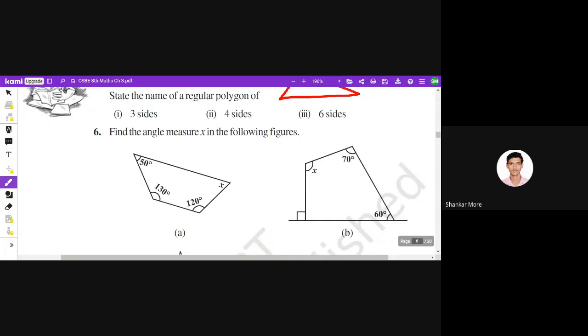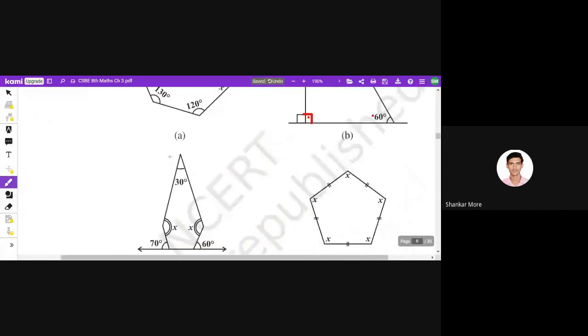So you have written the formula, and you have identified that if this angle is a 90-degree angle, obviously the opposite angle is also going to be 90 degrees. So we consider this angle as 90 degrees. So 90 plus 60 plus 70 plus x is equal to 360, right? So we can easily find the value of x.